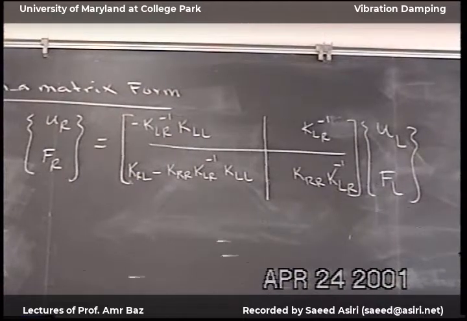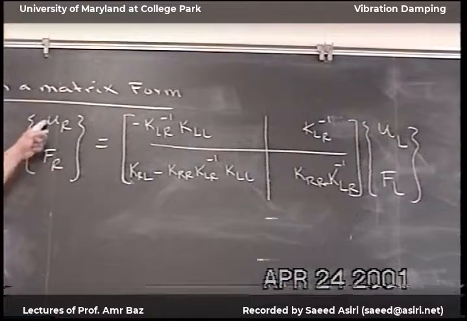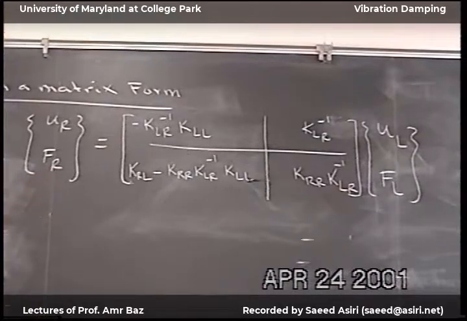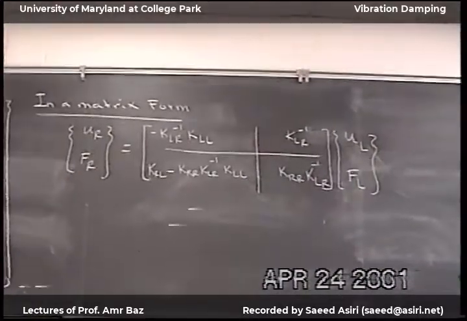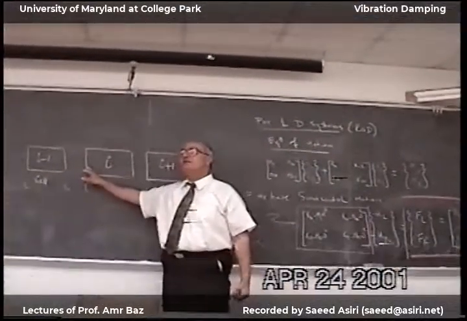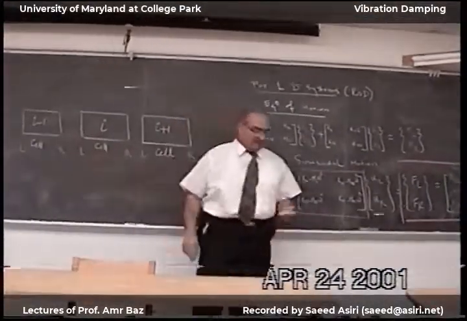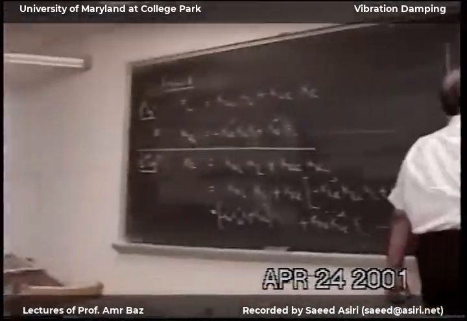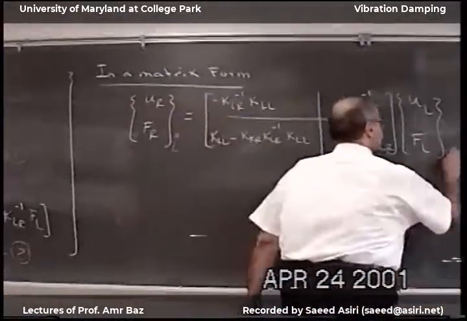Now I'm going to do one more thing. First, this vector is the displacement and the force on the right of cell I, and the other vector is on the left of the same cell. So I'm going to put here cell I and cell I.